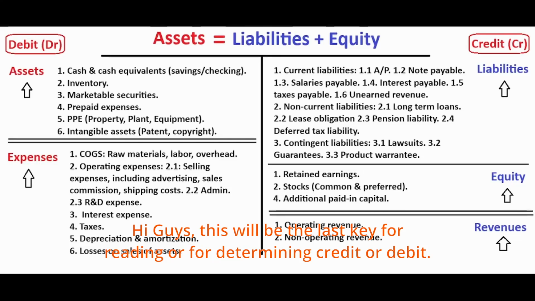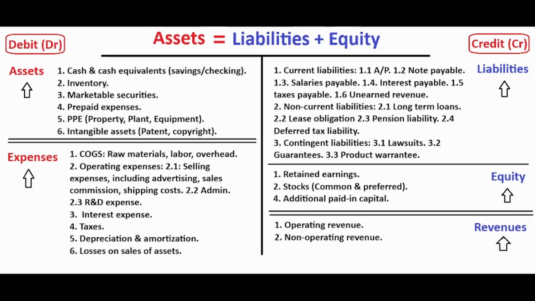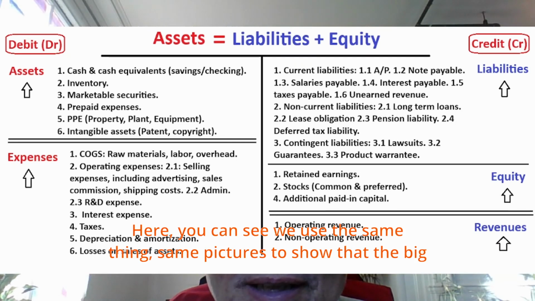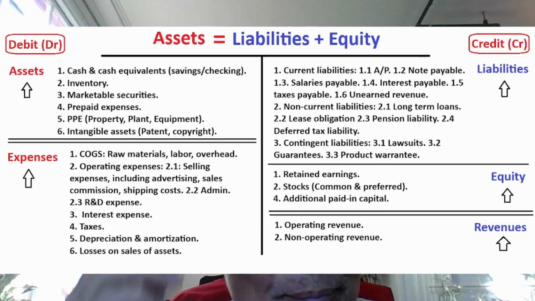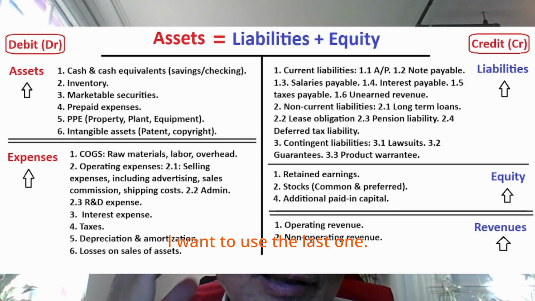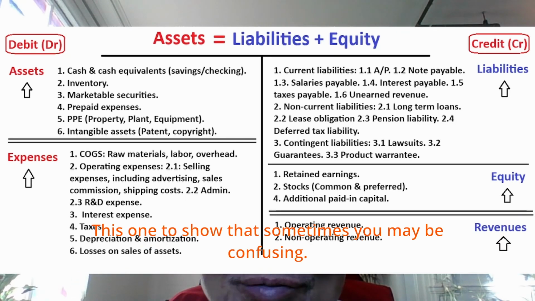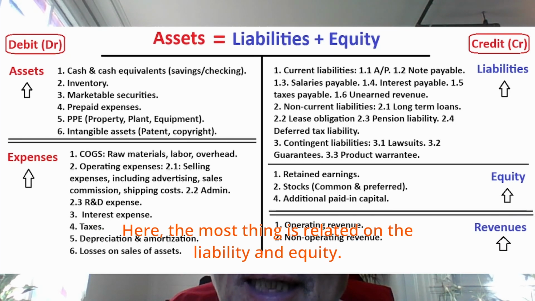Hi guys, this will be the last key for determining credit or debit. Here we can use the same pictures to show the big picture, the accounting equation: assets equal liabilities and equity. Most of the time it's pretty straightforward. I want to use this last one to show that sometimes you may be confused. Here, it mostly relates to the liability and the equity.